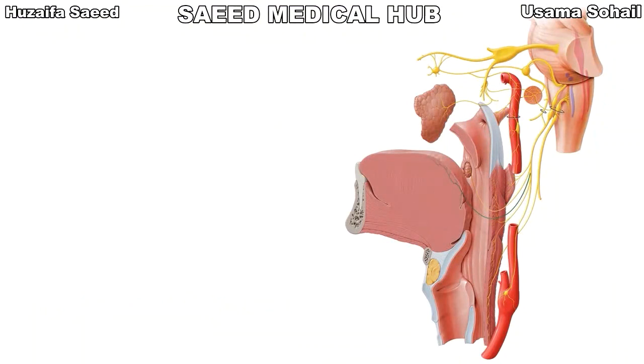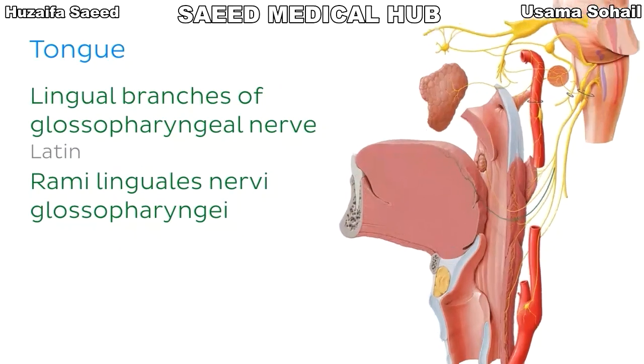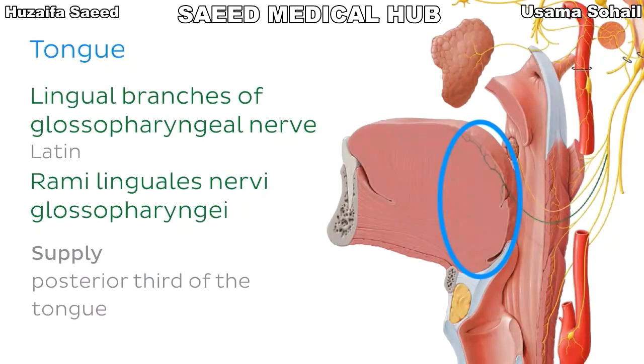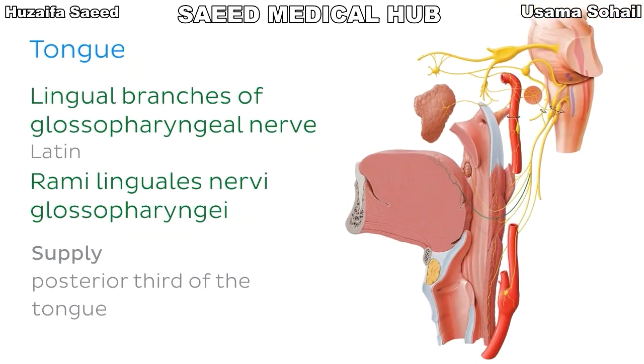So let's first look at the sensation from the tongue. The glossopharyngeal nerve receives general sensory information from your tongue via the lingual branches, which are the structures that you see now highlighted in green on this image. It's important to note that only the posterior third of the tongue is supplied by the glossopharyngeal nerve. General sensation to the anterior two thirds is supplied by the mandibular division of the trigeminal nerve.